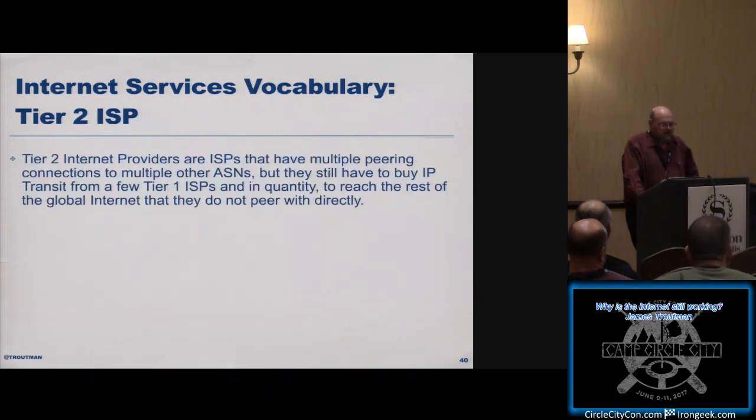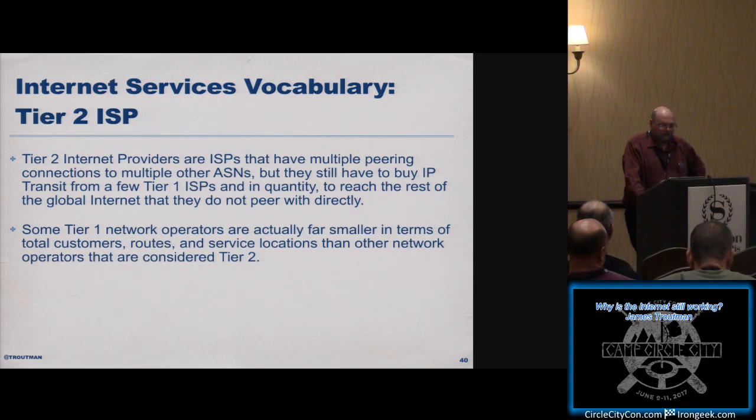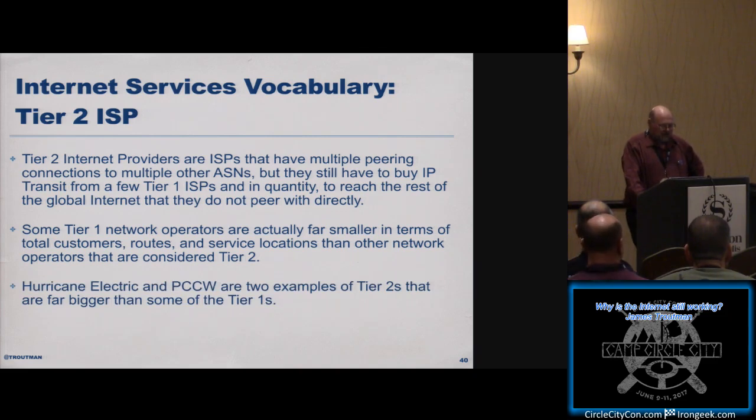Then you have Tier 2 carriers, which are typically large internet providers that have multiple peering arrangements with multiple other providers, or ASNs, but they still have to buy IP transit from somebody, some number of Tier 1s, to reach the rest of the internet that they don't peer with directly. A lot of these Tier 1 operators are actually way smaller than the Tier 2 operators, but the Tier 2 operators just haven't been able to break into the cabal yet to stop having to pay the bill.